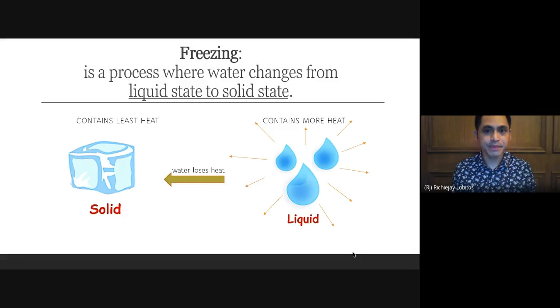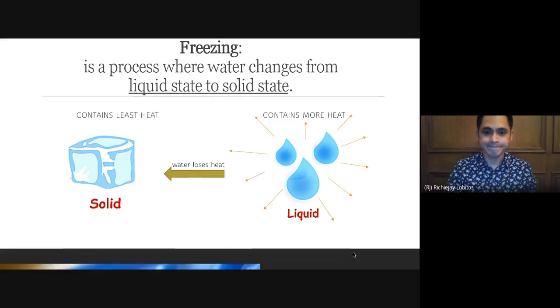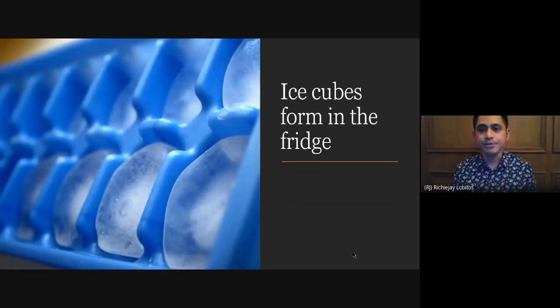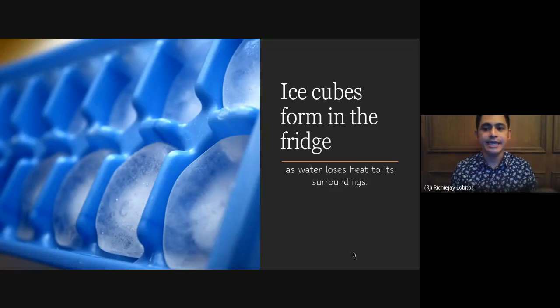Let me repeat. Freezing is when water loses heat, comes together, and forms a solid state or an ice. Remember that water contains more heat than ice. So ice cubes form in the fridge because it loses heat to its surroundings. So it's not actually magic. Okay, that's how ice or ice cubes form in the fridge.